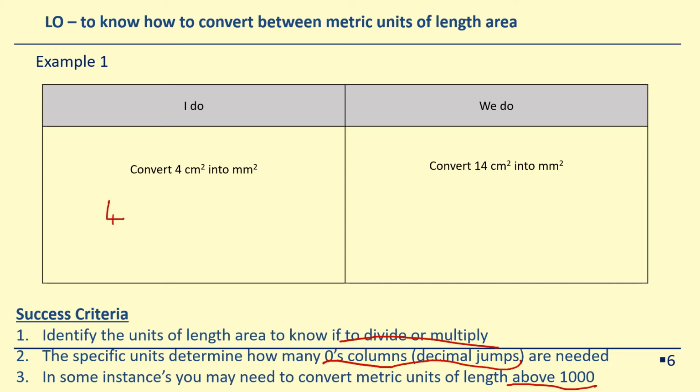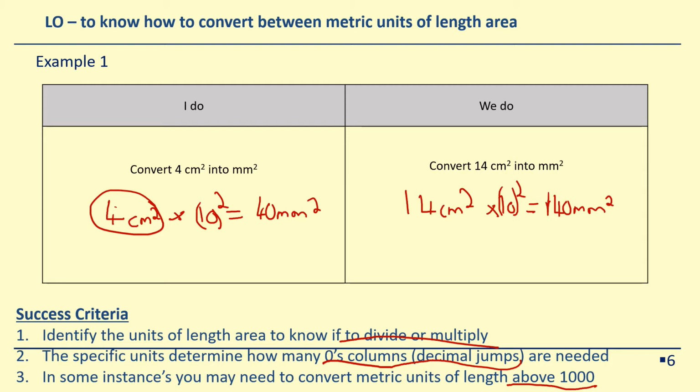4 centimeters squared. We need to get it into millimeters. So the bigger metric, we're going to have to times. We're going from centimeters to millimeters by 10. So 4 times 10, it's going to be 40 millimeters squared, to represent the area of whatever the area is for. We don't know. Pause the video, have a go at your we do, please.